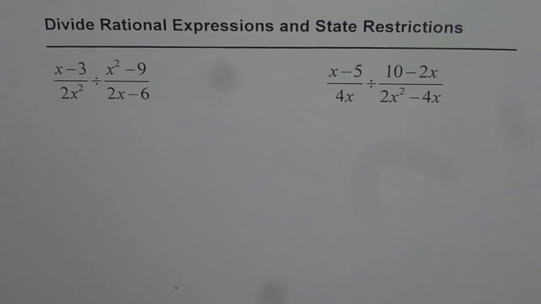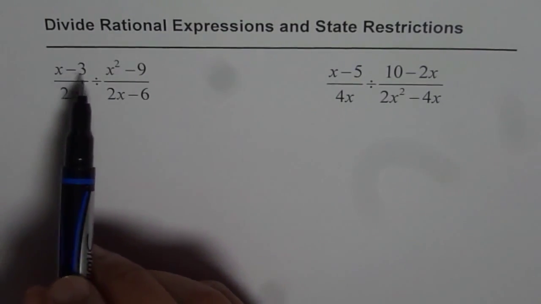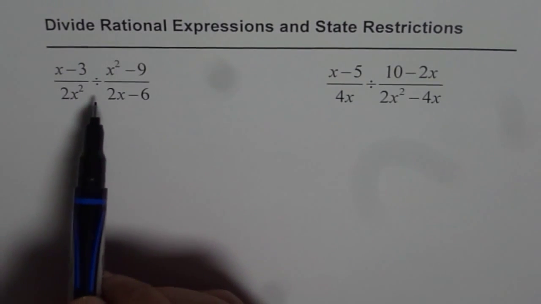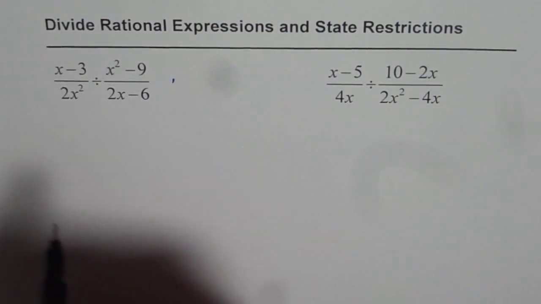Now let us see how to divide rational expressions and state restrictions. This time we'll start with writing restrictions. So in the given rational expression we have (x minus 3) over 2x squared divided by (x squared minus 9) over (2x minus 6). Now let us first write down the restrictions for the given question.